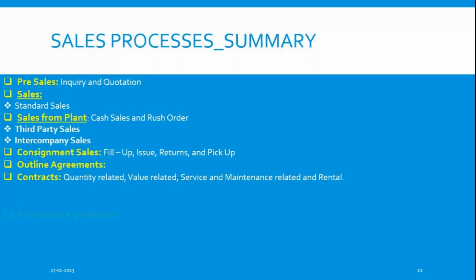Similarly, schedule agreements. These schedule agreements and contracts are considered as outline agreements. So the schedule agreements come into the picture with the fixed delivery dates and quantities.